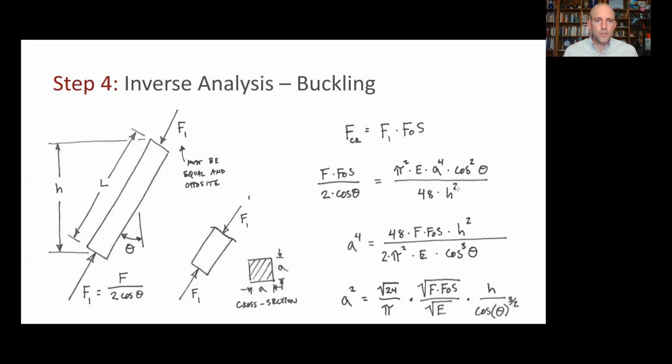All right, so the first step is to recognize that we want the critical force to equal F1 times the factor of safety. If that's true, we'll get exactly our factor of safety. So if we plug those things into our critical force equation, we get this. And then if we massage terms and solve for A squared again, for consistency, for the same reasons, we'll find A squared is the square root of 24 over pi, times the square root of the force times the factor of safety, divided by the square root of the elastic modulus times h over cosine theta to the 3/2 power.